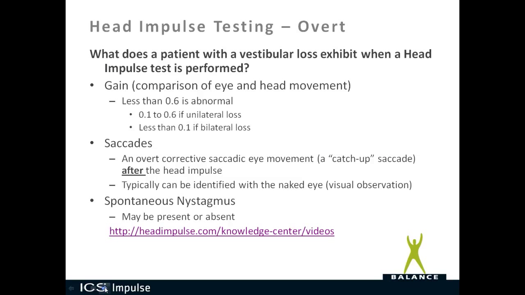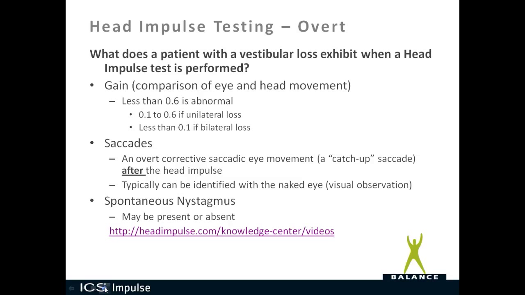So what do you have with a patient who is exhibiting overt catch-up saccades? Well, first thing, the gain is less than 0.6 and is within the abnormal range. It's 0.1 to 0.6 if it's a unilateral loss, and typically less than 0.1 if it's a bilateral loss.